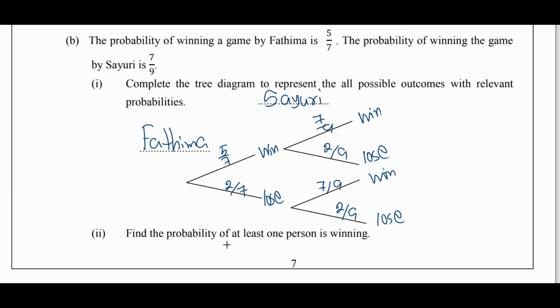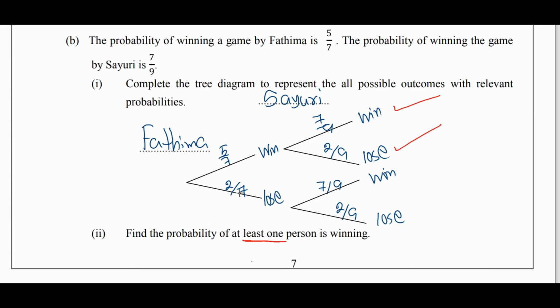At least. The important point here is at least one. Right. Let's go through the first branch. Fatima is winning. Sayuri is also winning. We are asking about at least one. Here both are winning. Definitely can be got. Let's go through this branch. Fatima is winning, Sayuri is losing. The minimum condition is at least one. Then Fatima has won. No problem, we can get this.